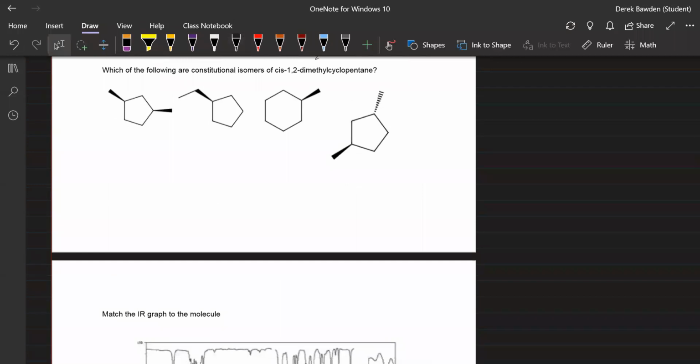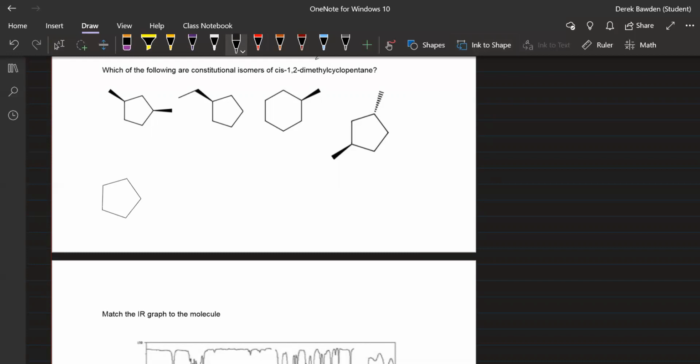Which of the following are constitutional isomers of cis-1,2-dimethylcyclopentane? First we're going to want to draw cis-1,2-dimethylcyclopentane. What's our parent chain? The ring. How many-membered ring is it? 5. Perfect. Then we have cis-1,2-dimethyl.